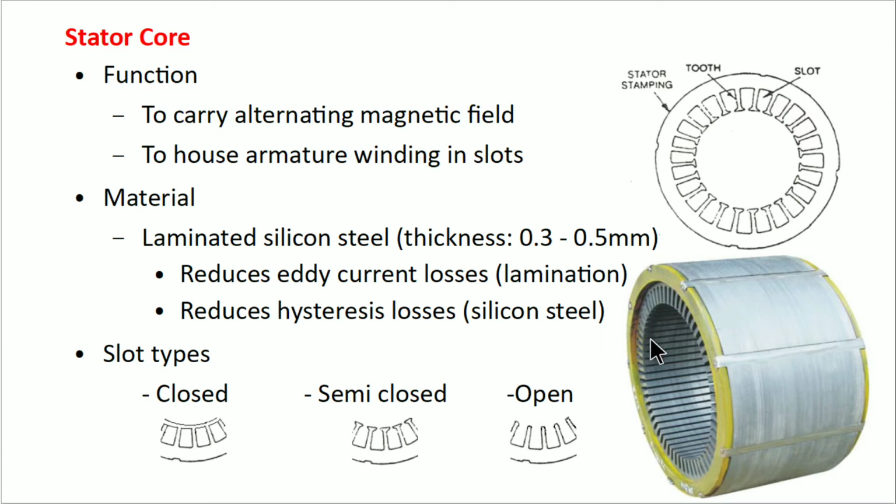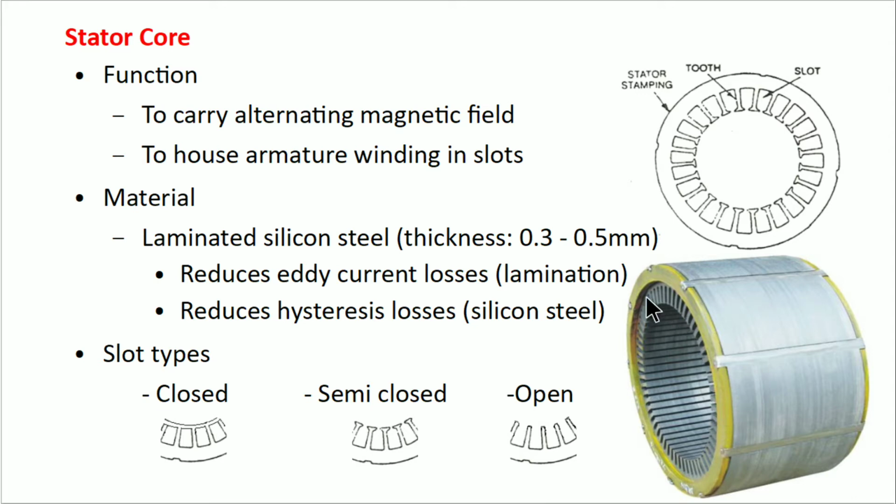These eddy currents produce a loss called eddy current loss, which is the square of the eddy currents multiplied by the resistance of the path of the current. And by laminating the core, we increase the resistance of the path of the eddy current. So the area of cross section through which the currents pass is reduced. As a result, the current is reduced, and hence the eddy current losses. So we should remember that the core is laminated to reduce eddy current loss.